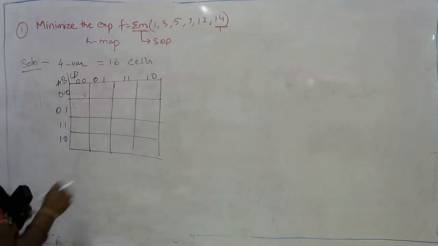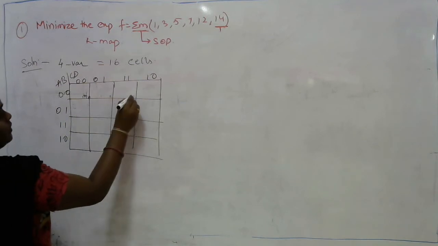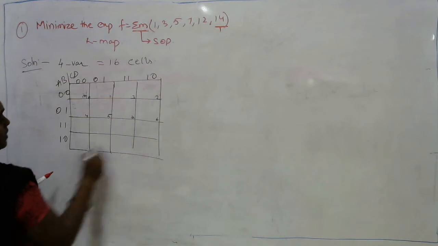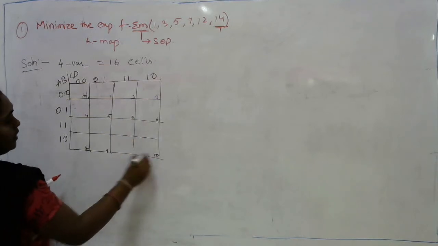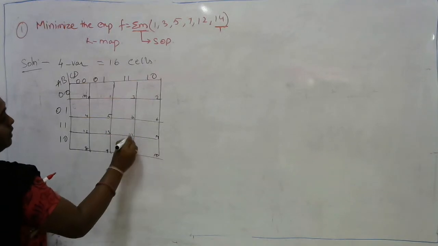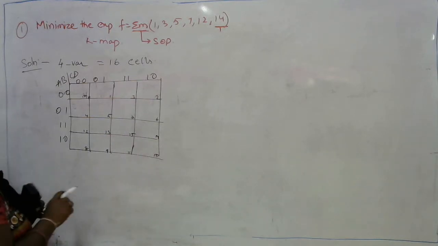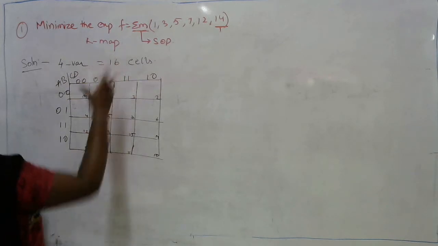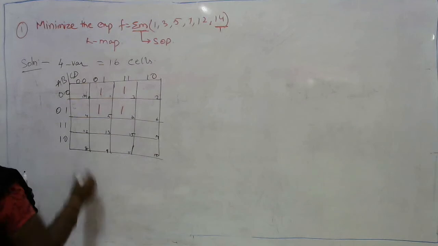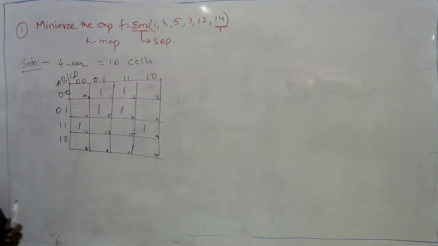In order to recollect that, here I am writing the minterms: M0, 1, 3, 2, 4, 5, 6, 7, 8, 9, 10, 11, 12, 13, 14 and 15. Whatever the numbers which are given in the question, those should be plotted over here. So as in the question they have given 1, 3, 5, 7, 12 and 14.